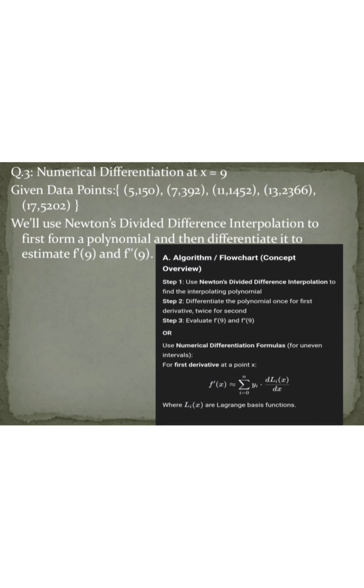For the first derivative at a point x, f'(x) is approximately the summation of i equals 0 to n of y_i times the product of dL_i(x) divided by dx, where L_i(x) are the Lagrange basis functions.